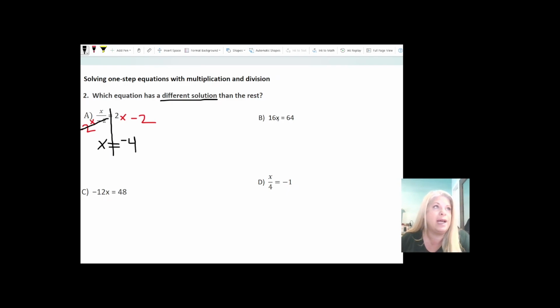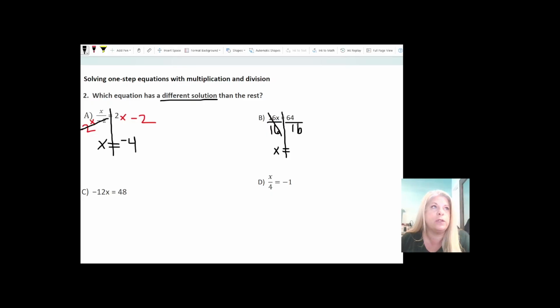This 16 times x is what this means, 16 next to x. The opposite of multiplying is going to be to divide. So again, start with your line down the middle. We want to divide by 16 on both sides to get rid of it. This gives us the x by itself. Those cancel each other out.